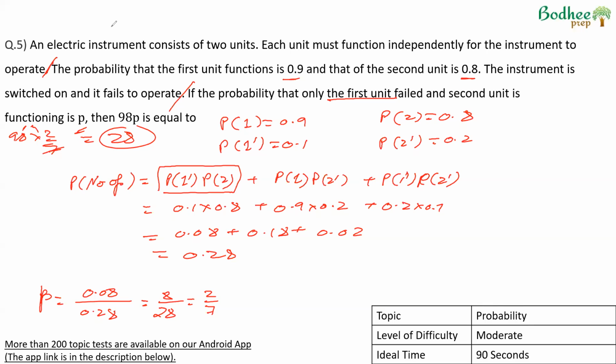Part of conditional probability here, moderate level of difficulty, the numbers are easy, therefore about a minute and a half to 2 minutes to solve.